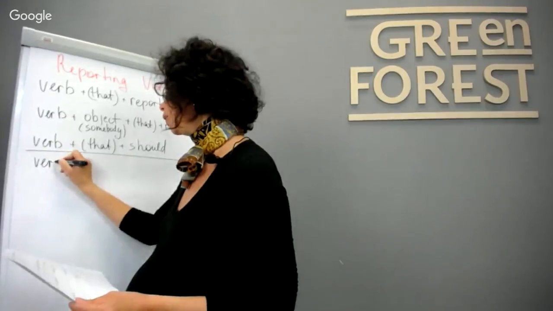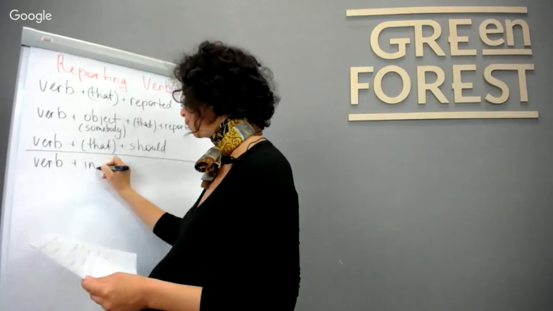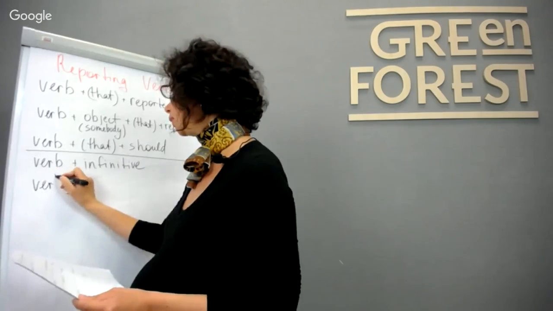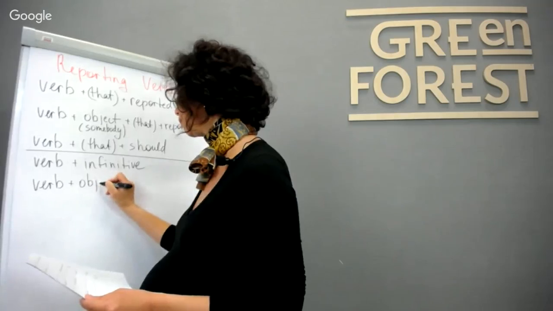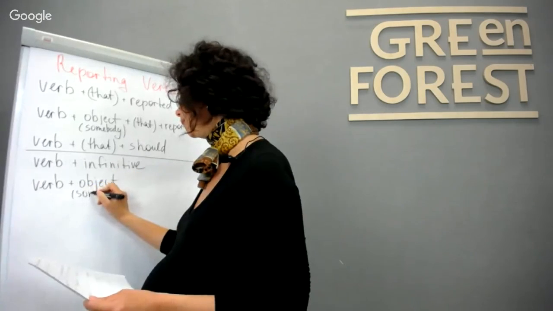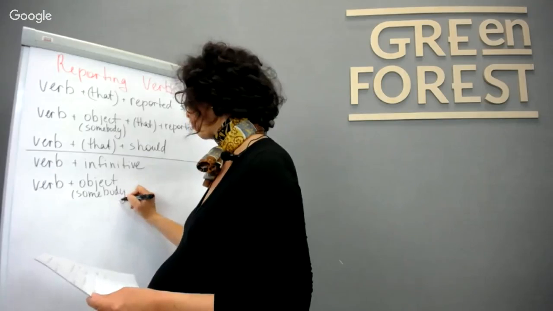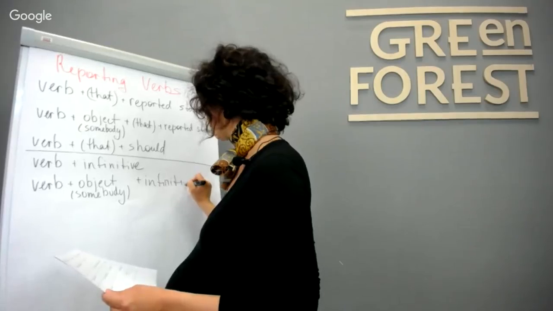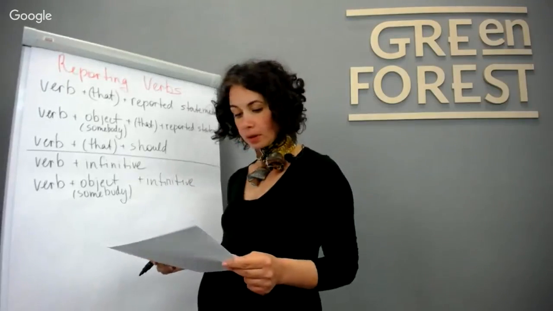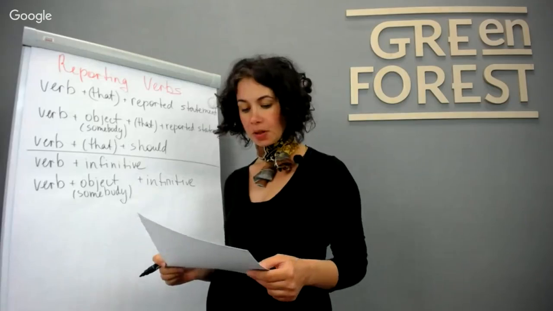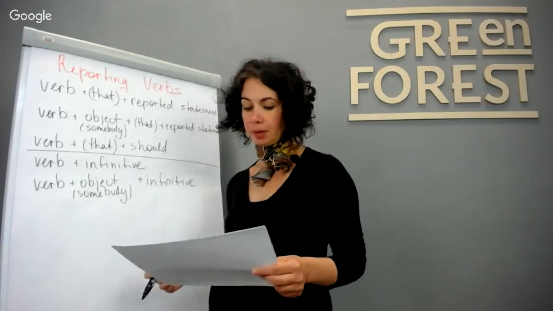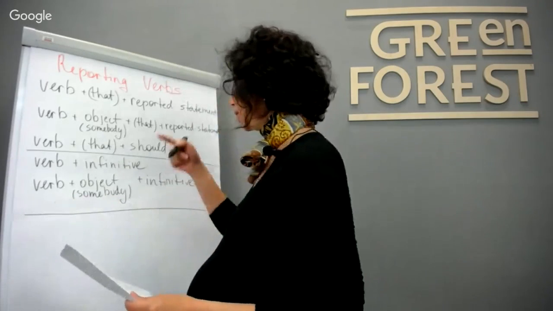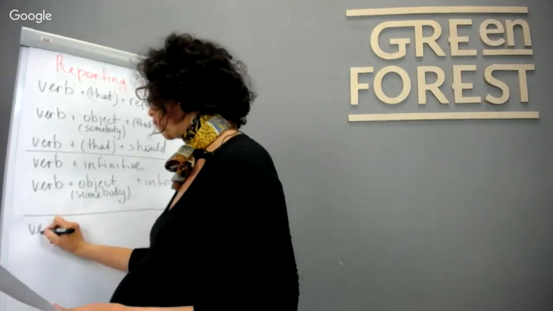Another group that we can use when we report somebody's words. This is when we use verb, and after that we use infinitive, positive or negative infinitive. Also possible to use verb, then object, this is somebody, I mean, and infinitive. The examples in this case, for example, he agreed to come, or he promised us to come, like that.